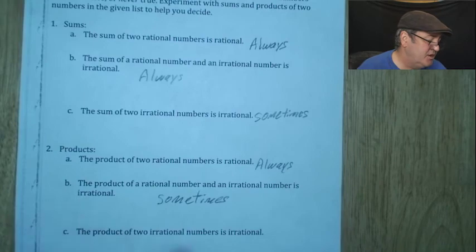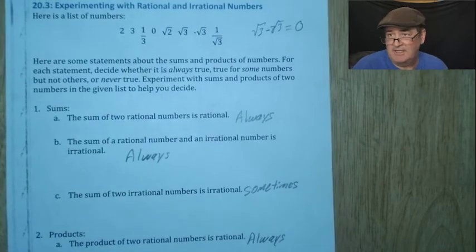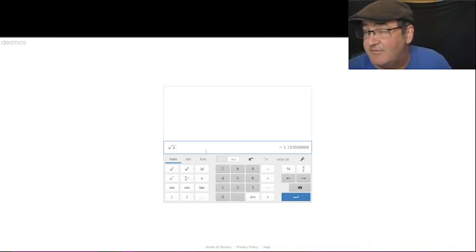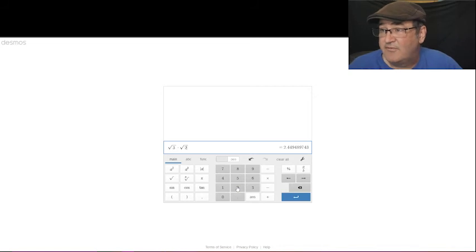The product of two irrational numbers is irrational. Oh, that's a good one to look at. So let's go back and look at our calculator here. So what if we took the square root of 3, which we see is 1.7320508808, and we multiply that times the square root of 2. 2.44948897. It's still irrational, isn't it? Let's multiply it by the negative square root of 3. How about that? Negative square root of 3.